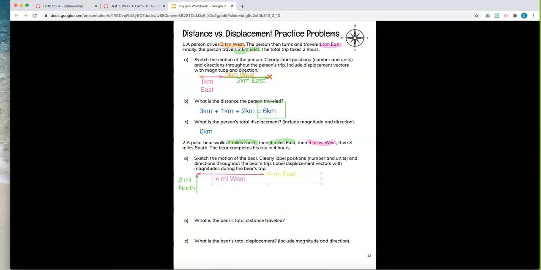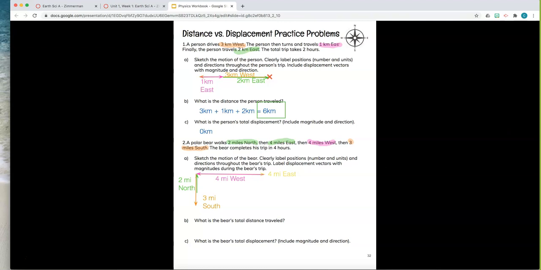And then our last bit of information says that we go south by 3 miles. So 3 miles south. So that means that my arrow is then going to take from the last point, which was at 2 miles north from starting, and go down 3 miles. And then we're going to label that appropriately as well to say 3 miles south. So that's what our drawing is going to look like.